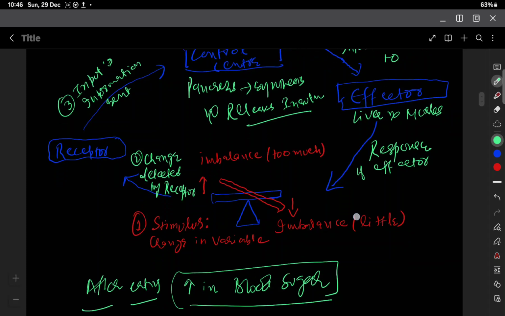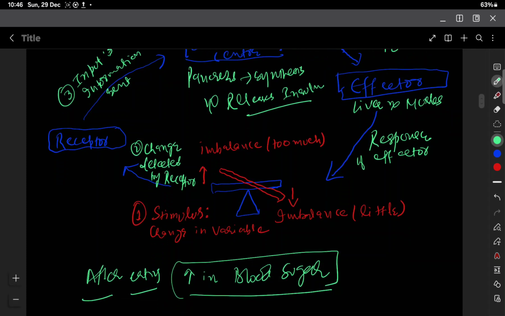Now I have given you one example: after eating, there will be an increase in the blood sugar levels. After we eat, the food will be broken down, and after this it will be absorbed into the bloodstream. So in the bloodstream there will be an increase in the blood sugar levels. When this happens, the receptors, meaning the pancreatic cells, will detect the rising blood glucose levels after eating.